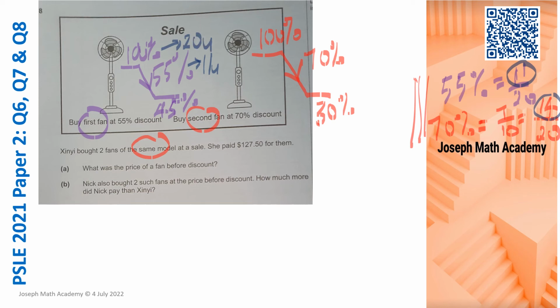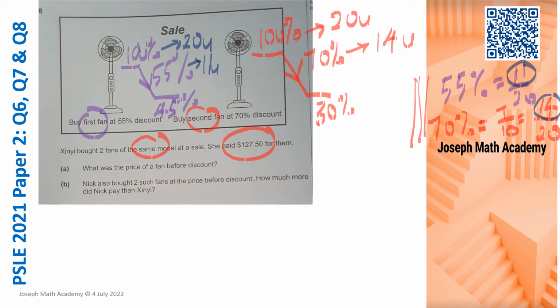Okay, so let's do the same thing for the second fan. This is our 20 units, and this is our 14 units. Now, once we have these two pieces of information, we can do a lot of things. Now, the information we know is here. Xing Yi paid $127.50 for them. That means she paid them after discounts. First fan and second fan after their discounts. Now, the first fan offered 11 units of discount, and the second fan offered 14 units of discount.